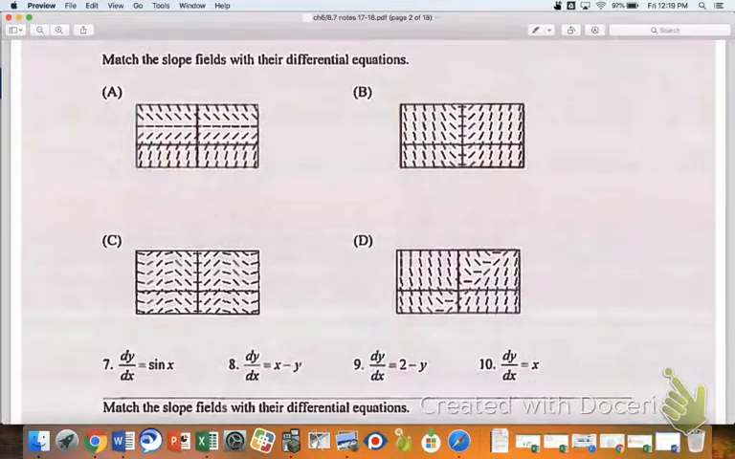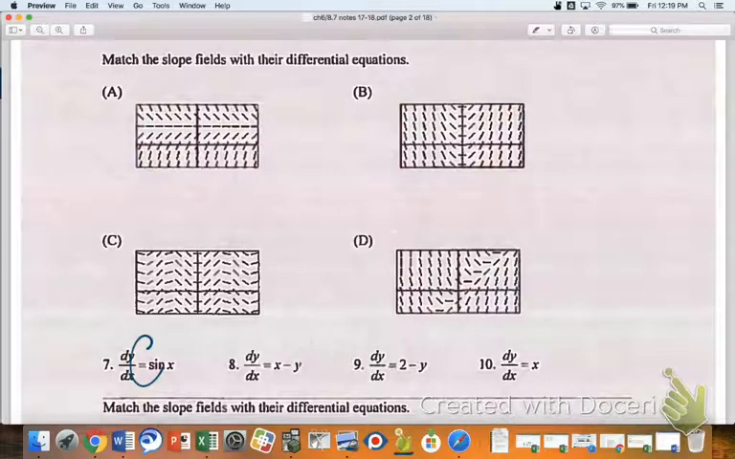You guys thought number 7, dy dx equals sine of x. What did you guys think about which one that was, A, B, C, or D? C? Okay, anybody want to explain why you thought C went with number 7? What did you see, Robbie? Okay, so yeah, some periodic motion, and that seems to go with sine. Like none of the other ones have that, for sure. I agree. I think that's reasonable for this one.